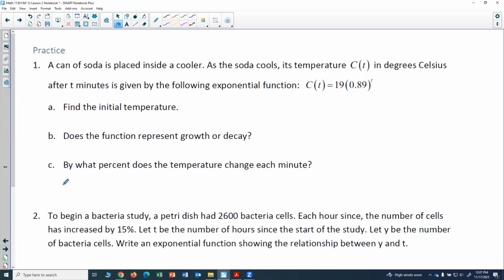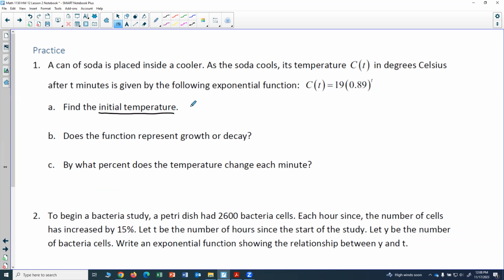Let's do a couple practice problems. The first one says that a can of soda is placed inside a cooler. As the soda cools, its temperature C of t in degrees Celsius after t minutes is given by the following exponential function. C of t equals 19 times 0.89 to the t power. First thing is find the initial temperature.